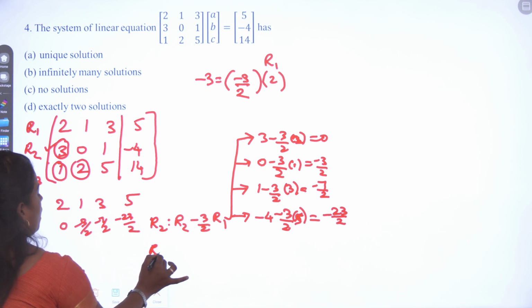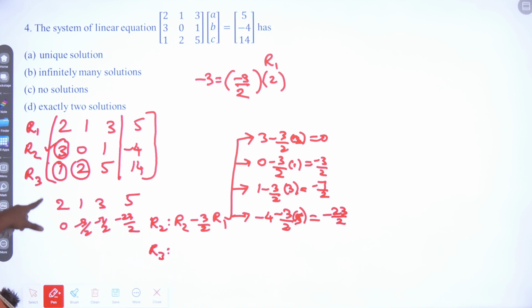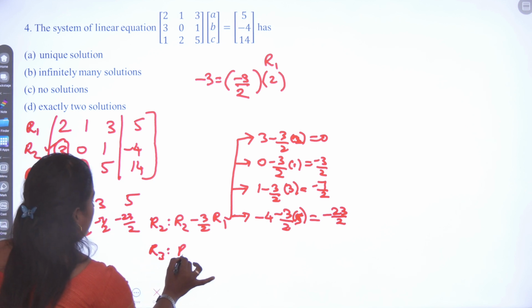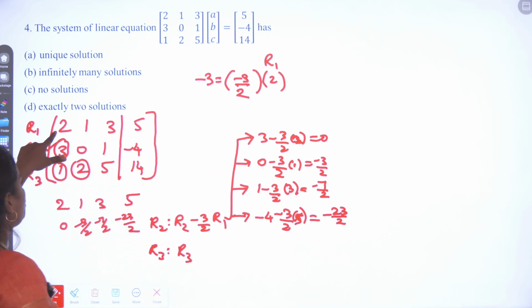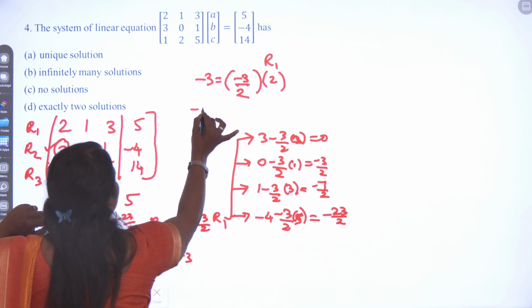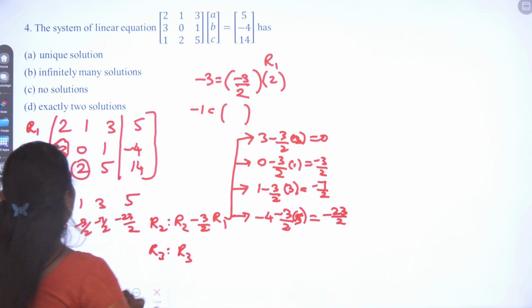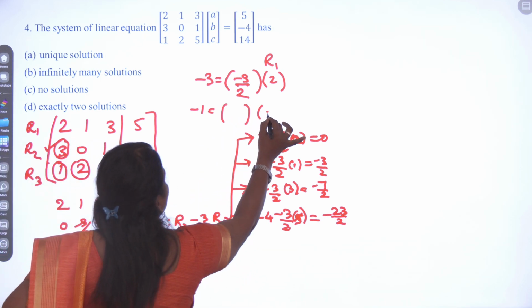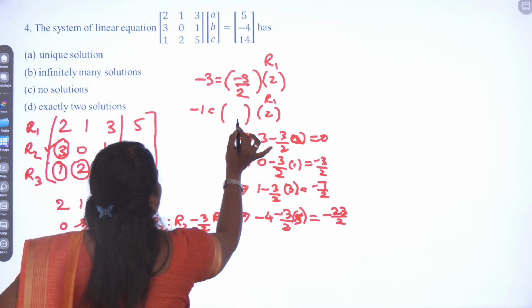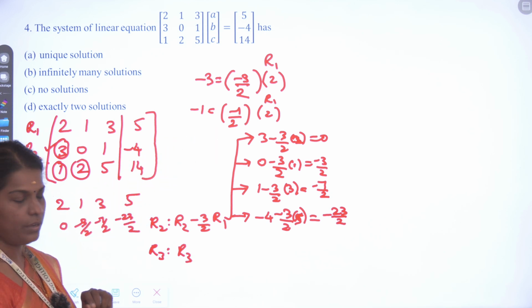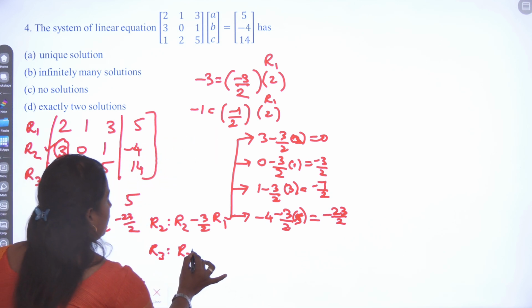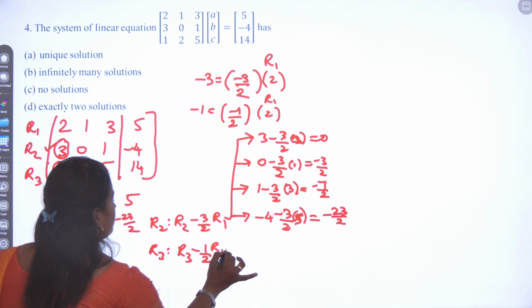Now moving on to R3. In R3 here we have 1. So in R3, we have to convert this 1 into minus 1, only then it is possible to convert this as 0. We have 2 here, so this should become minus 1. So minus 1 is equal to the product of some element into 2. This 2 is nothing but R1. So minus 1 by 2 into R1. So R3 is given by R3 minus 1 by 2 R1.